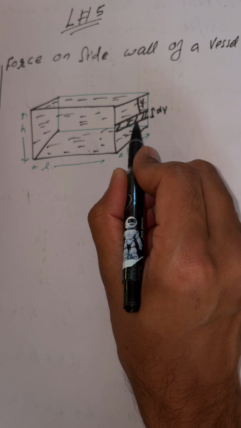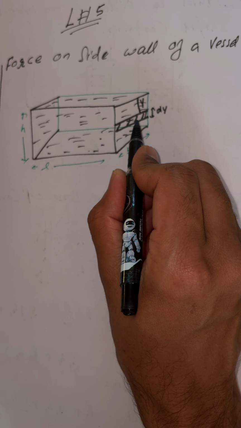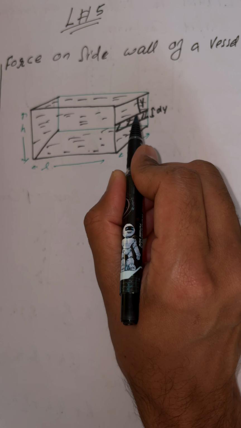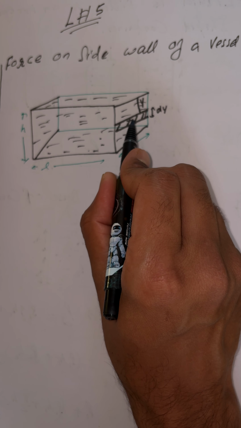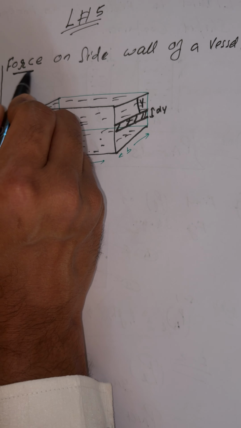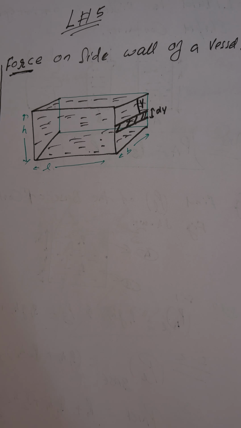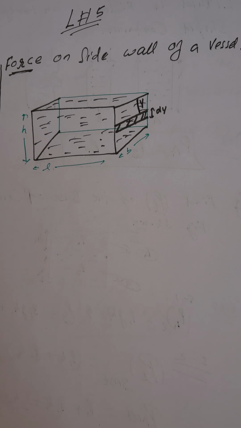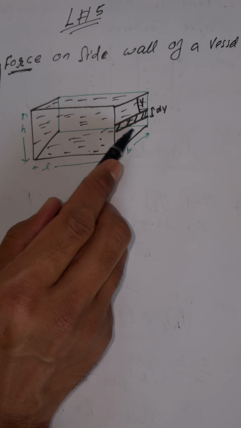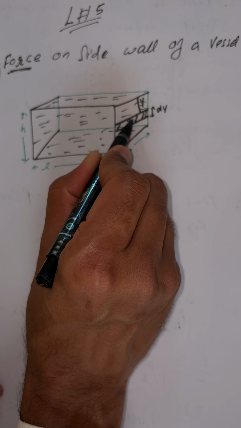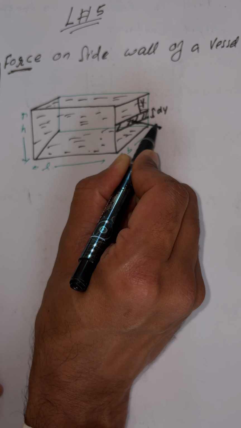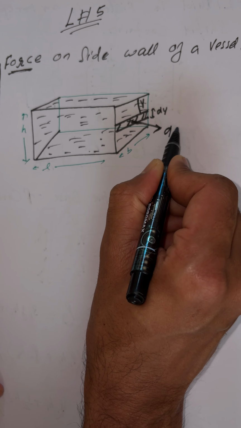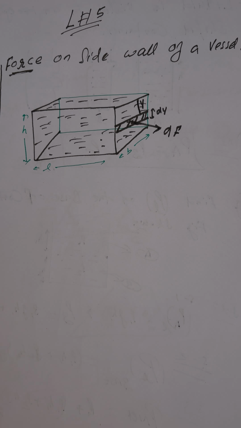Due to this element, first we have to determine the direction of force, because what we wish to find is force. As I said, force is always normal to the surface of the container. So we can tell this is the direction of force, which is dF.